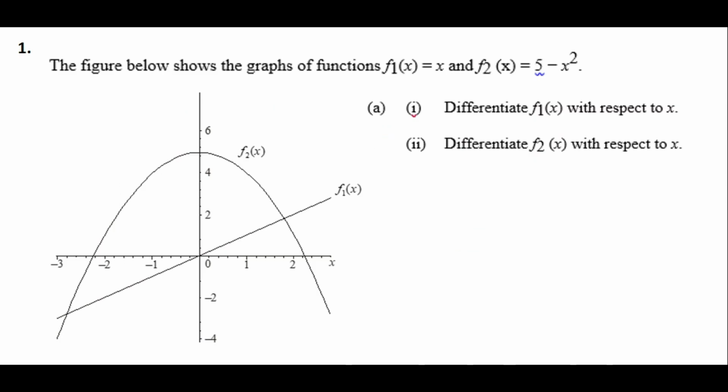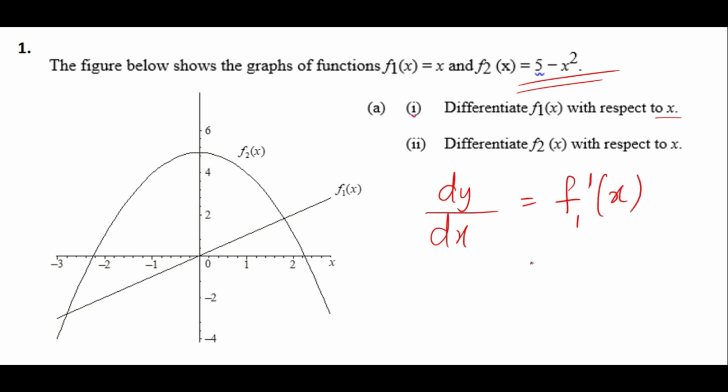Now solving this question to find the gradient. The figure below shows the graphs of functions f of x, f1 of x and f2 of x. You have the two functions. You can see this is a linear function which is given by the straight line, and you have a parabola which is given by this quadratic function. Differentiate f1 of x with respect to x, which means they're asking you to find dy by dx. Or you can say f1 dash of x.